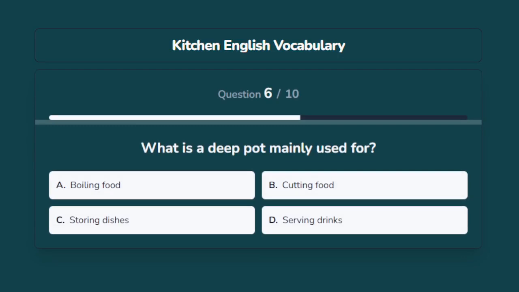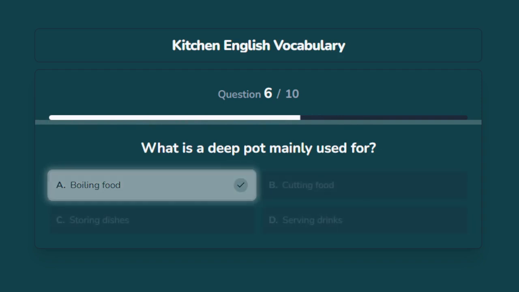What is a deep pot mainly used for? Options are A. Boiling food, B. Cutting food, C. Storing dishes, D. Serving drinks. The correct answer is boiling food.